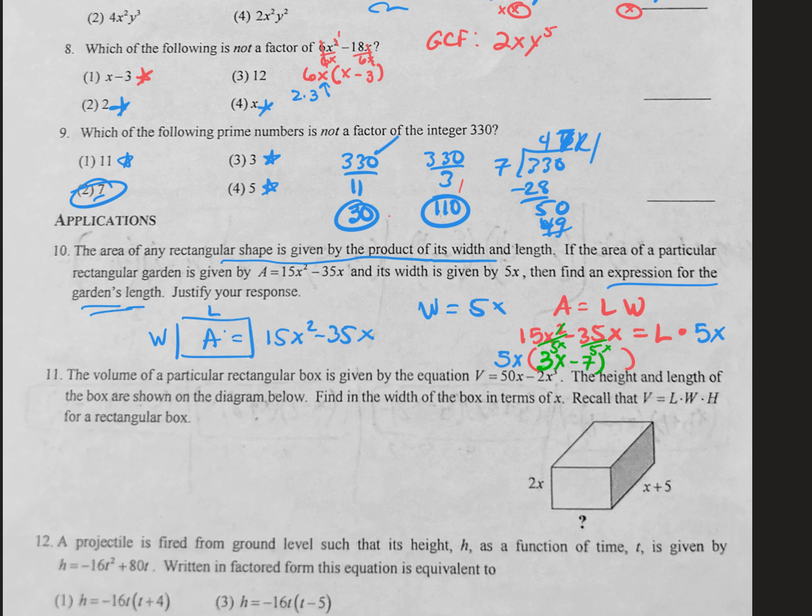And so this product is equal to 15x squared minus 35x. And so this must be the length. The length would be equal to 3x minus 7.